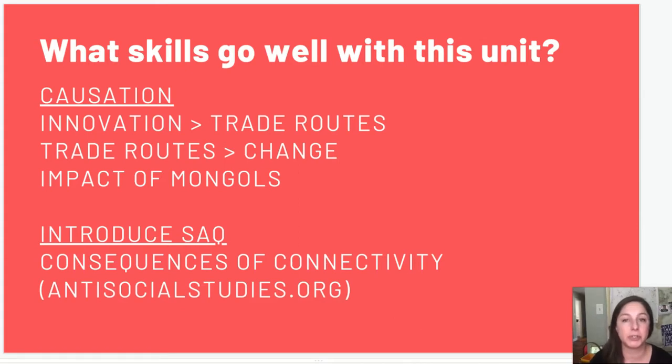This is the unit to introduce causation, right? So in unit 1, it really naturally is a comparison unit. The Abbasid and the Song dynasty, or Aztec, Inca, that's really what the unit's all about. This unit is now all about causation. This is about innovations expanding trade routes. This is about trade routes leading to change. This is about the impact, like the Mongols leading to all these new, more expanded trade routes, all the impacts of the Mongols, positive and negative.